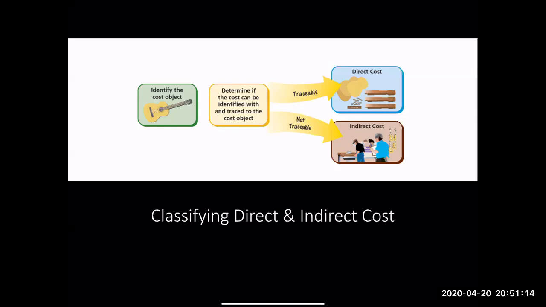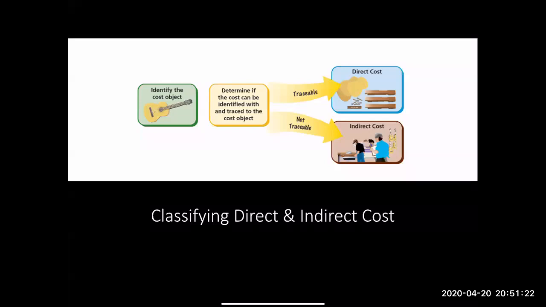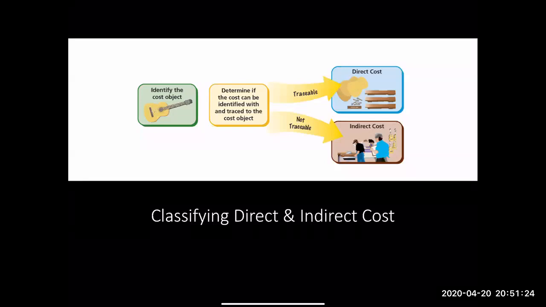Which is our guitar, maybe. So if it's traceable, meaning it's the neck of the guitar, the body of the guitar, and things of that nature, that would be considered a direct cost. If it's not traceable, such as the supervisor, the janitor, right? Those are all indirect costs, examples of indirect costs.